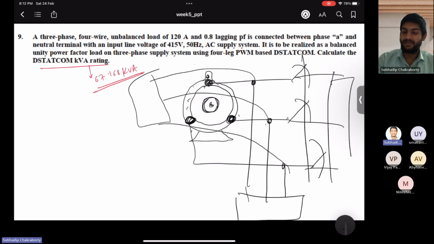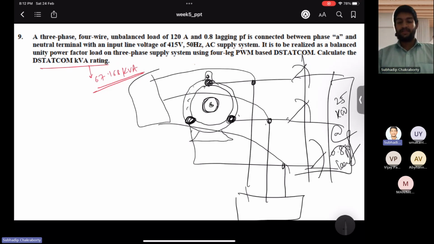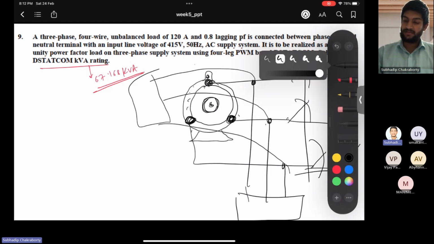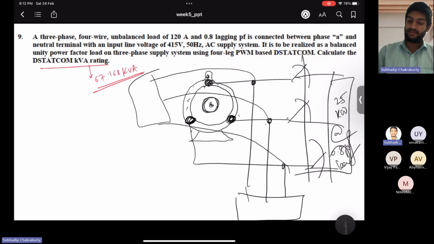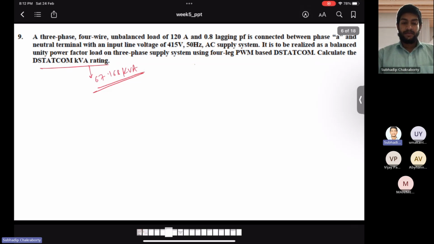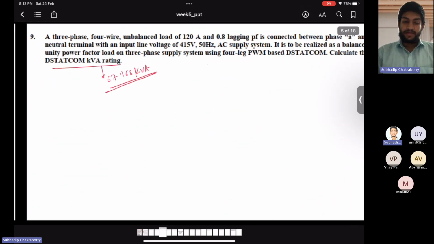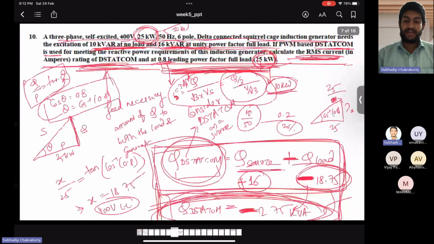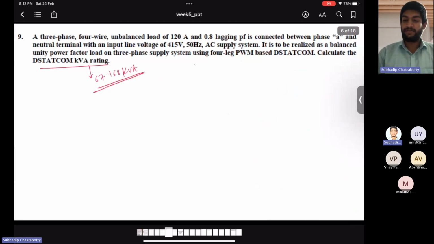The load is like this, which is 25, whatever given, kilowatt at 0.8 power factor lead. Load can be anything. So this is how the network looks like. So you try these two problems and let me know.